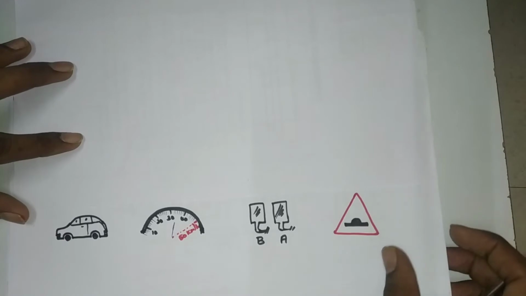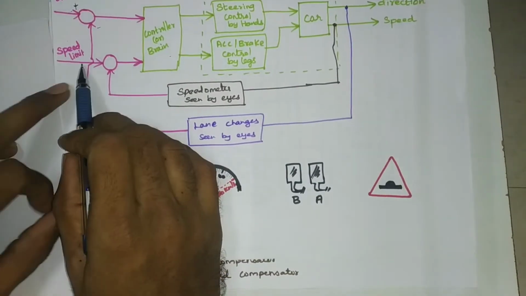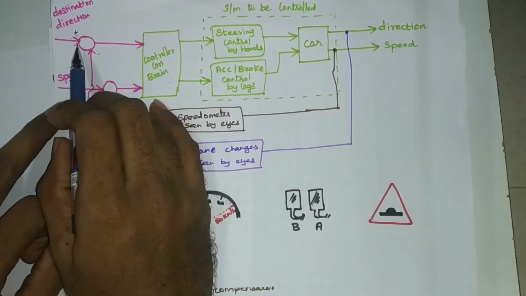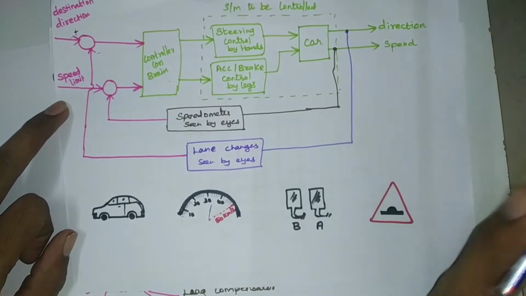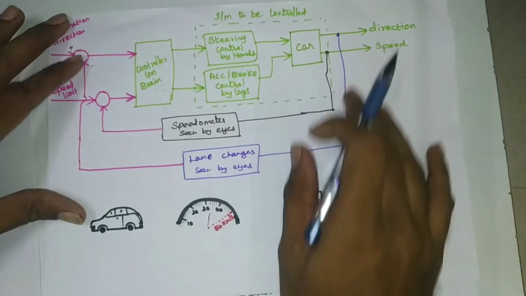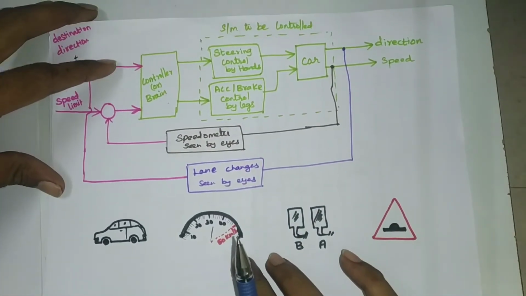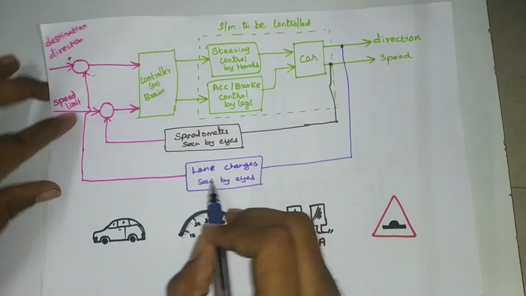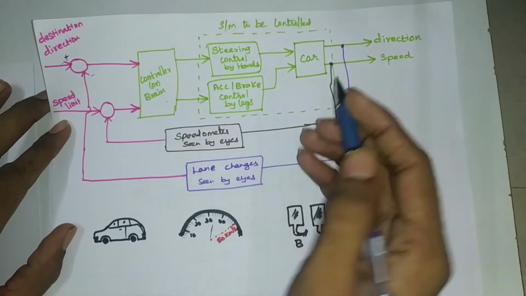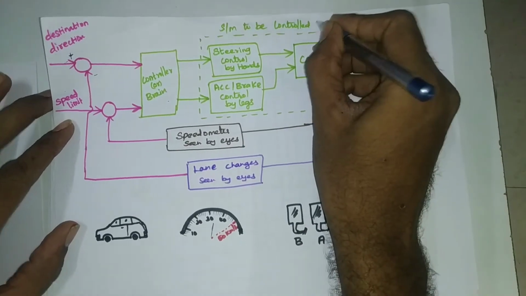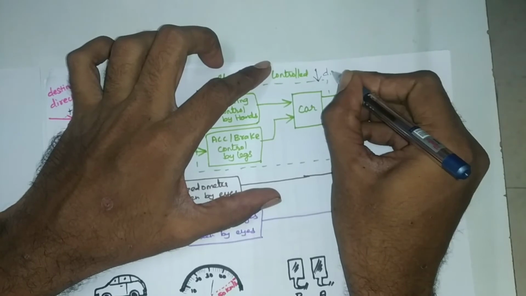So let's see this example, which means this is the reference speed or reference direction set by our brain, and this is the current direction and current speed we are seeing through devices called the speedometer and lane changing parameters. Apart from that, some disturbance may occur. This is what we call external disturbance, environmental disturbance.